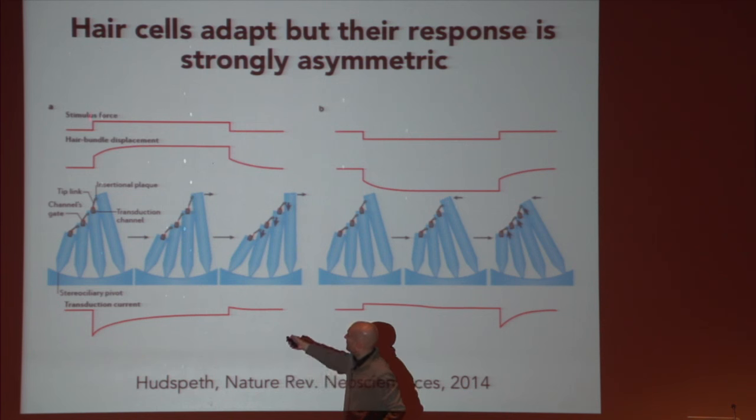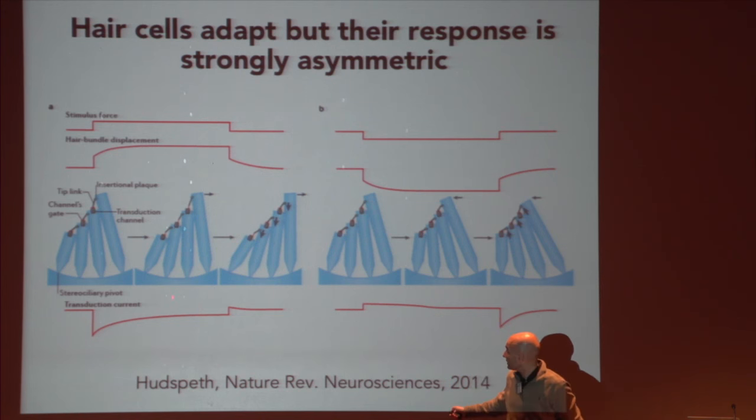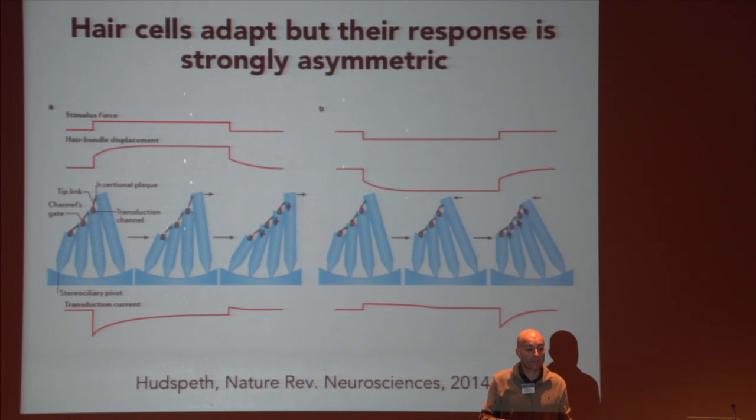So at the onset of the force, you have a strong current. Then you have this phenomenon of adaptation, so it relaxes back. And then actually these motors have a little bit of an offset. So when you take the force out, you have a hyperpolarization phenomenon, and you have this kind of profile of the transduction current. Now, if you do the opposite, so you apply the force in the opposite direction, you don't have symmetry at all. Actually, you have the opposite of what you had before.